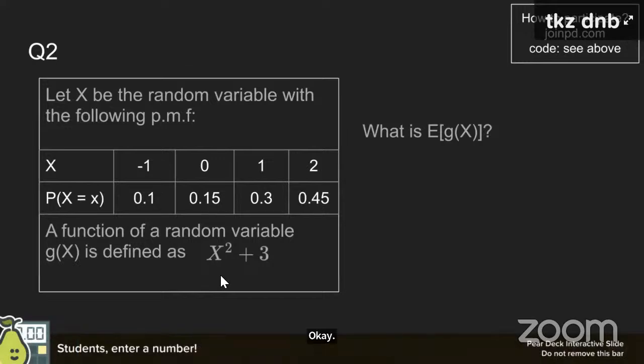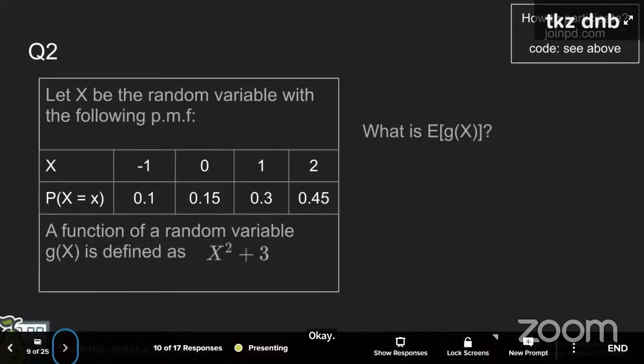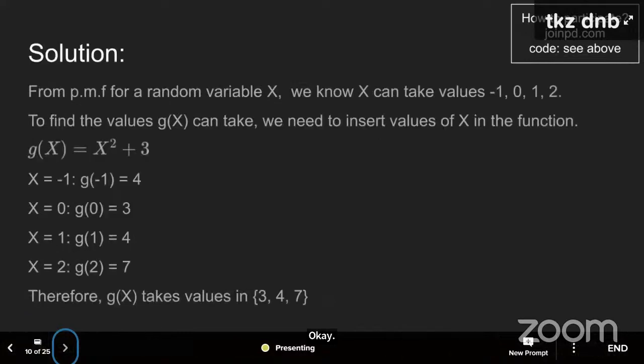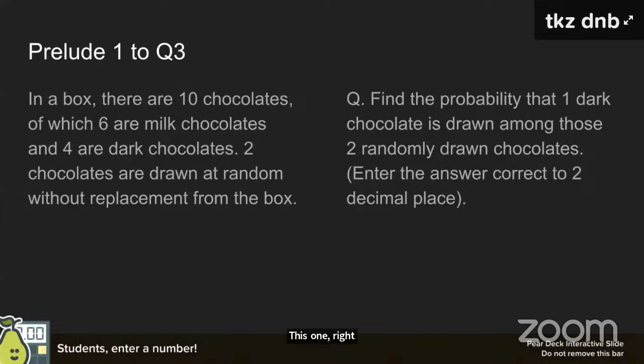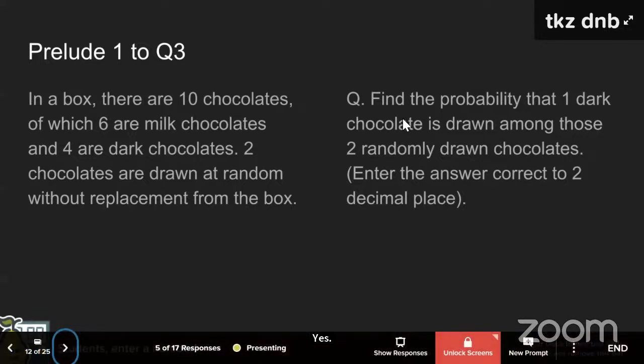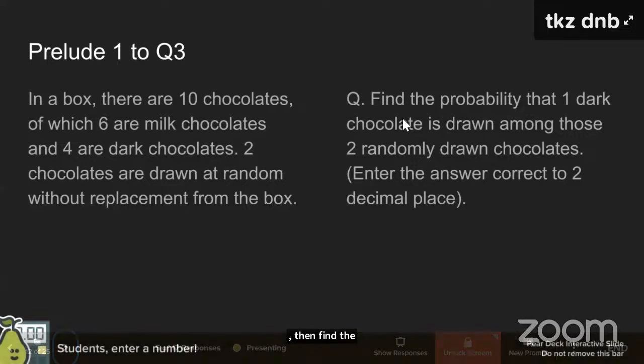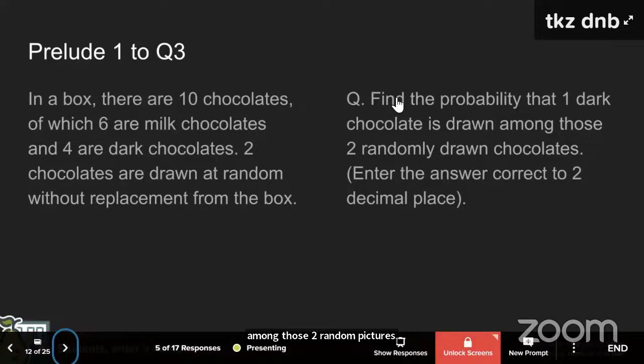I have a doubt in the chocolate problem we have. In this, we have 10 chocolates, out of which 6 are milk chocolate and 4 are dark chocolates, right? And we are drawing 2 chocolates at random without replacement. Then find the probability that one dark chocolate is drawn among those 2 randomly drawn chocolates. How will it work?